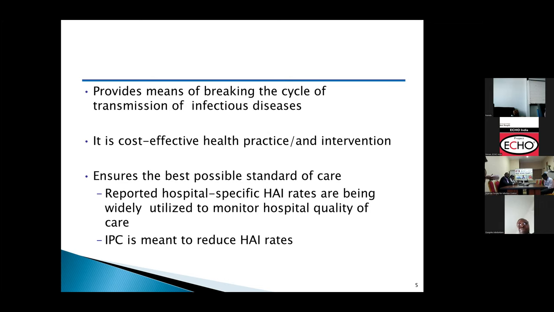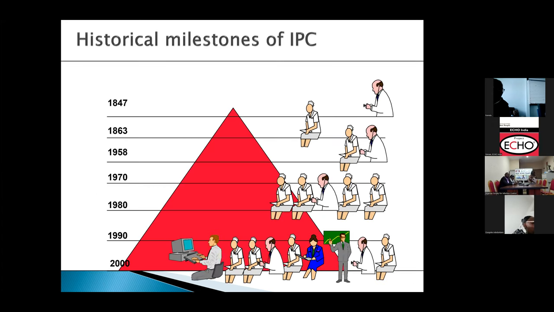It creates awareness of pathogens and their impact on healthcare workers, patients, and the environment. It provides means of breaking the cycle of infectious diseases. It is a cost-effective healthcare practice and intervention. It ensures the best possible standard of care. Reported hospital-specific healthcare associated infection rates have been widely utilized to monitor hospital quality of care. So IPC is meant to reduce healthcare associated infection rates. Going through the historical milestones, it started with a physician in 1847, and in 1863 a nurse joined. Later in 1980, we have many nurses, and today infection prevention and control is everybody's business.